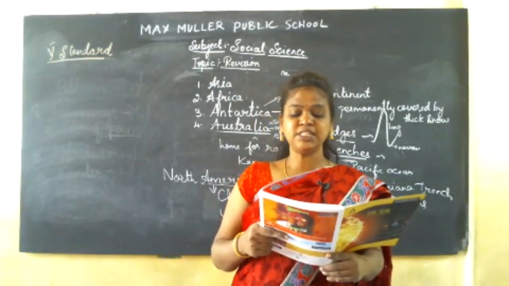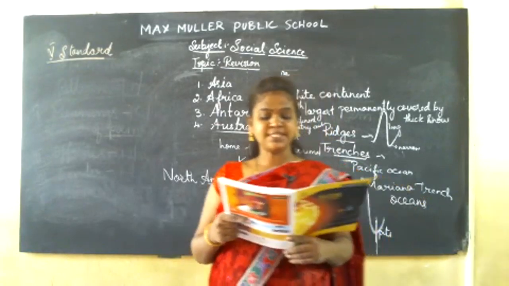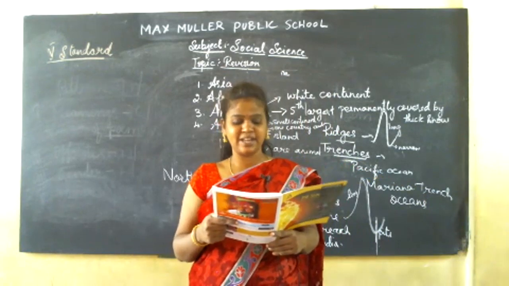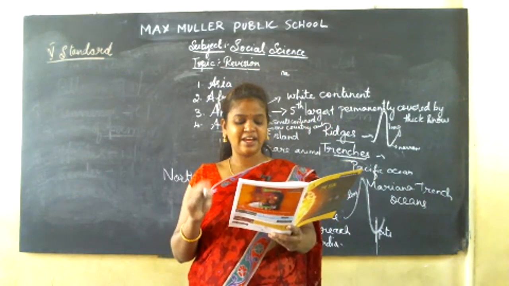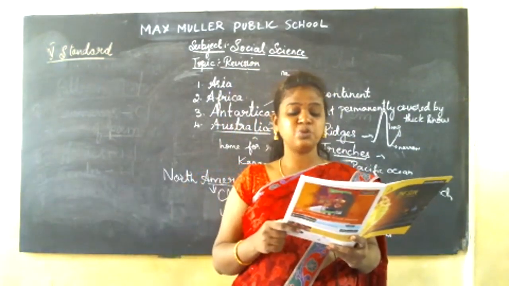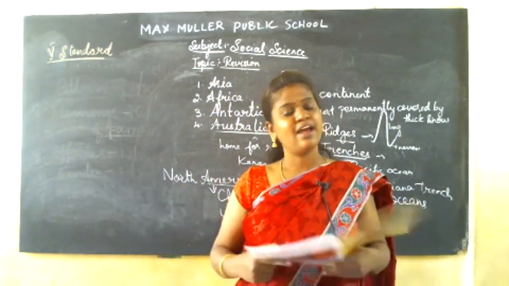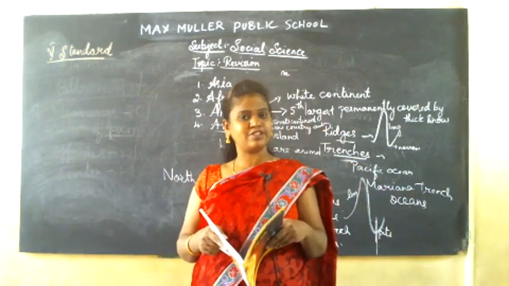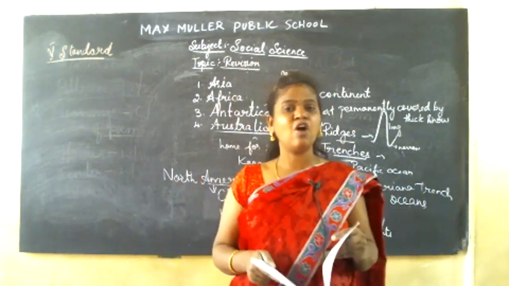Fourth one, which is the smallest continent of the world? Describe it. Australia is the smallest continent and an island. It has only one country in it, and it is a home to some very rare animals in the world. And the national animal of Australia is the kangaroo.